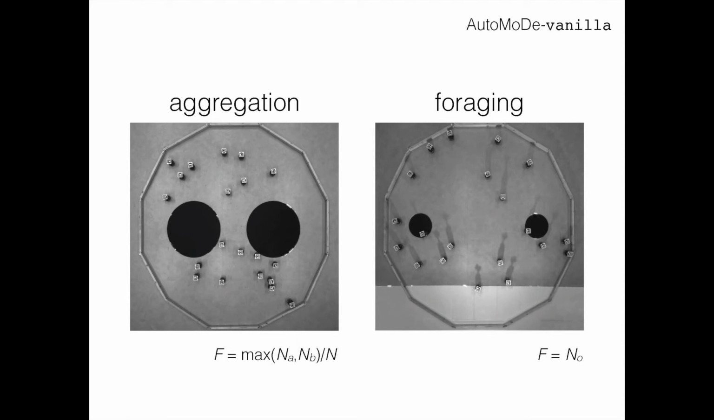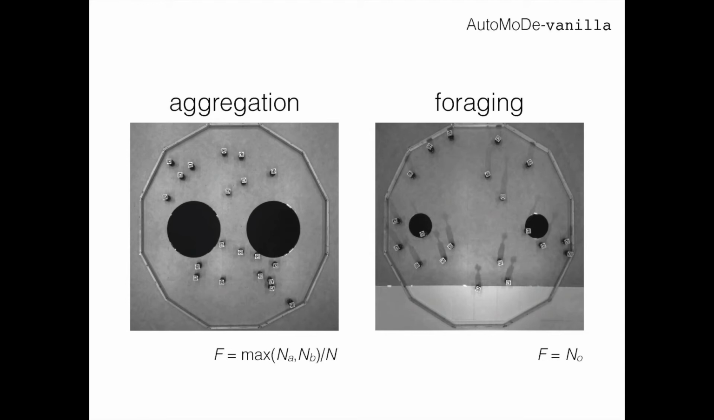So one is aggregation. In aggregation, there are two black areas, and the robots must select one of these two black areas and aggregate there. The objective function that formally defines what we want to obtain is the maximum between NA and NB divided by N. N is the total number of robots. In our experiments, it is 20. And NA and NB are the number of robots that at the end of an experimental run are on area A or on area B.